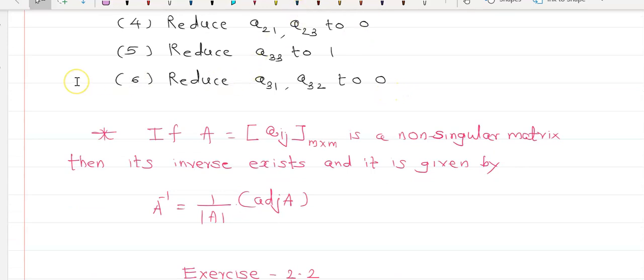Now another method to find the inverse is to find the adjoint of a matrix. To find the adjoint, first find the minor, then the cofactor, then the adjoint. Find the determinant of the matrix, then use the formula A inverse is equal to 1 upon determinant of A into adjoint of A.